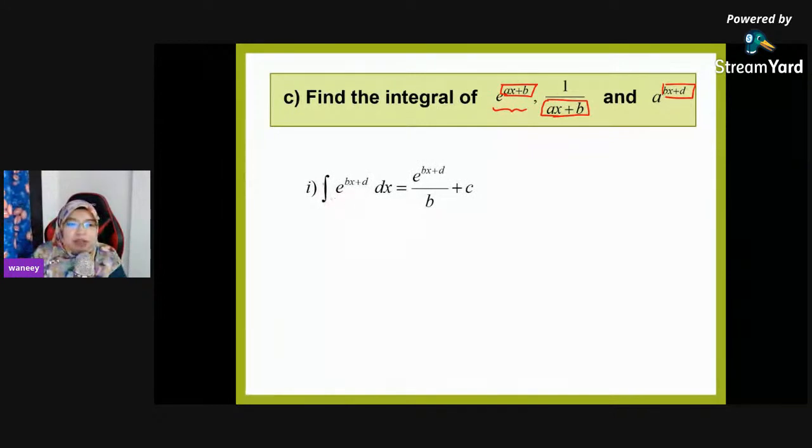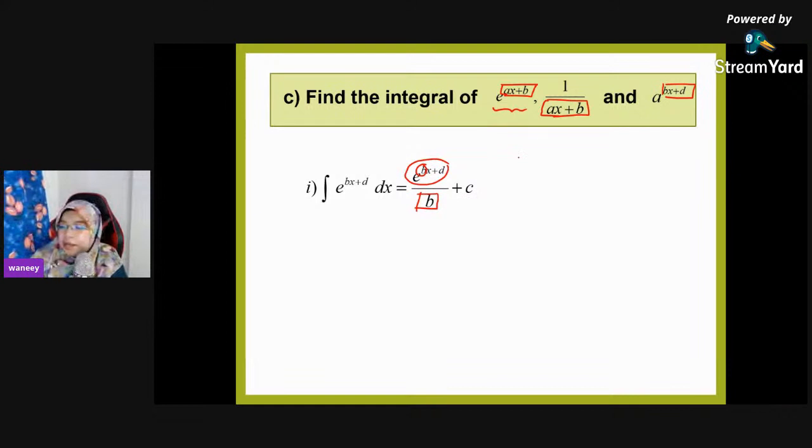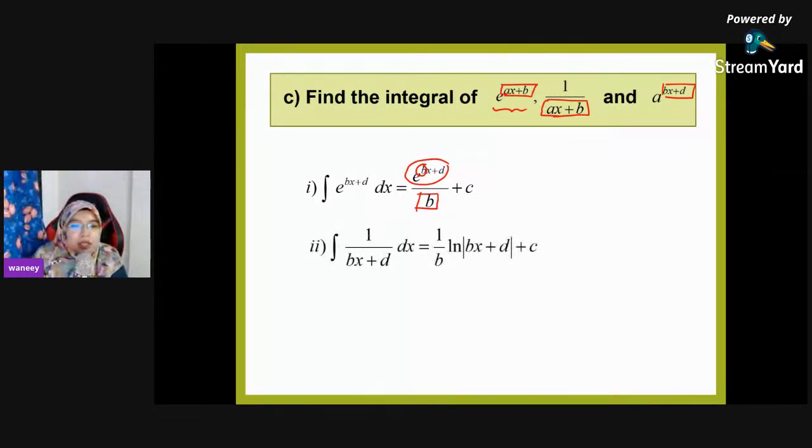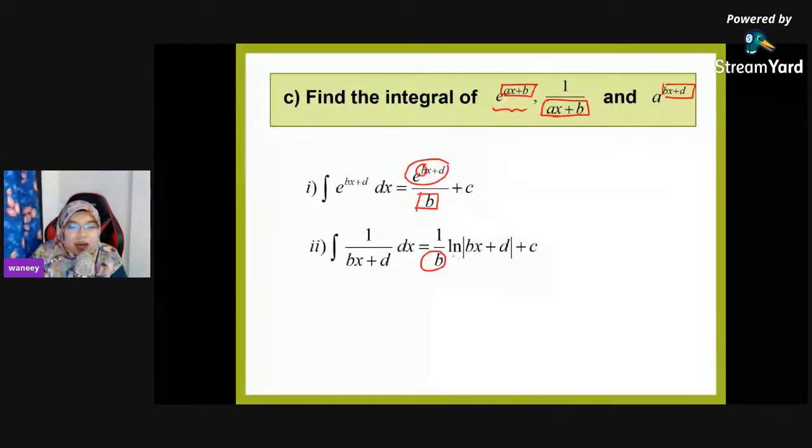Okay, so if we have to integrate e to the power of bx plus d, suddenly dia tukar huruf tapi tak apalah. E to the power of bx plus d, so it will become e to the power of bx plus d over b. So we're going to copy down the exponent, and then we're going to take the coefficient of x. So we will divide with the coefficient of x. In this case, we will divide them by b plus C. And then this one, we got 1 over bx plus d. So it will become 1 over the coefficient of x, which is b. So 1 over b. And then we got a ln over here, ln of modulus bx plus d.